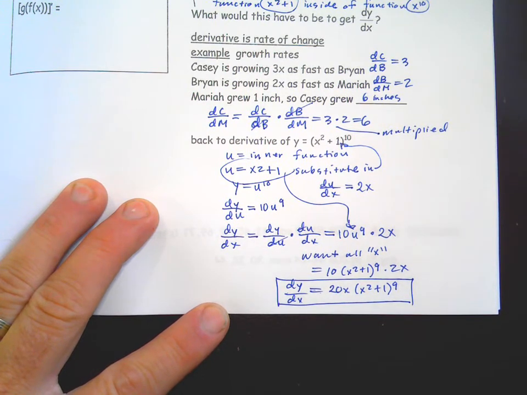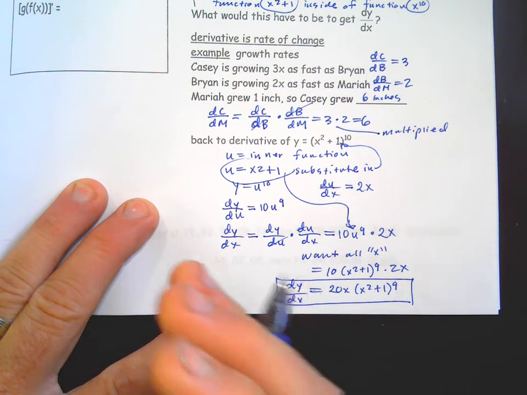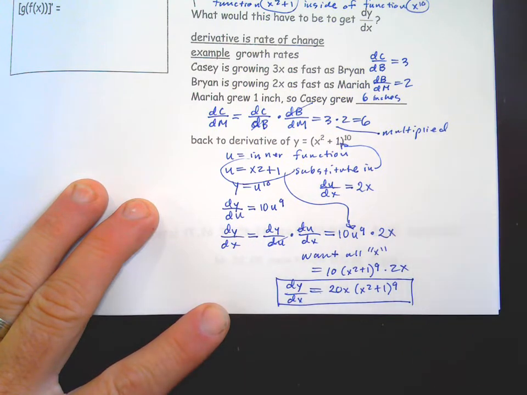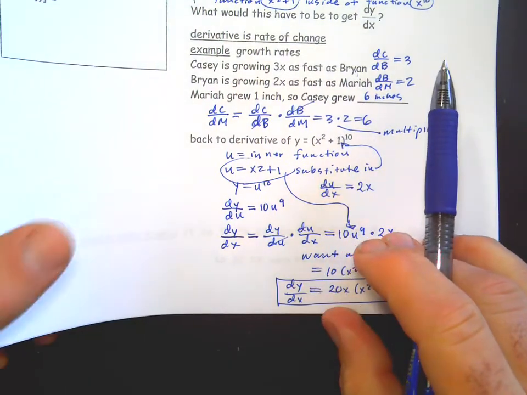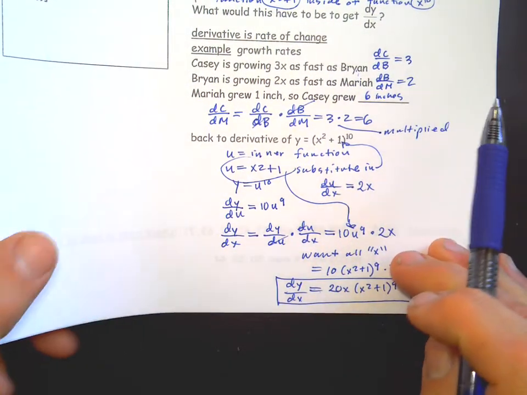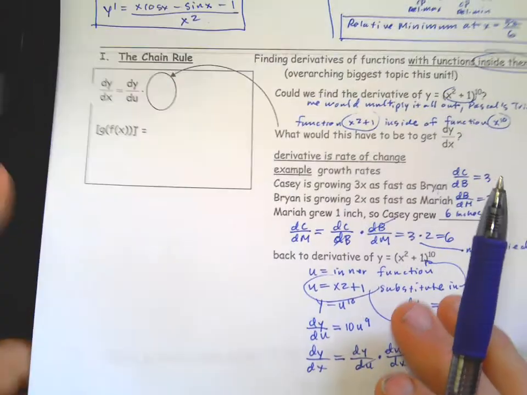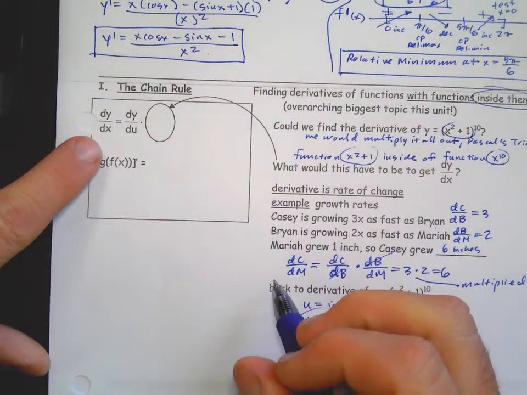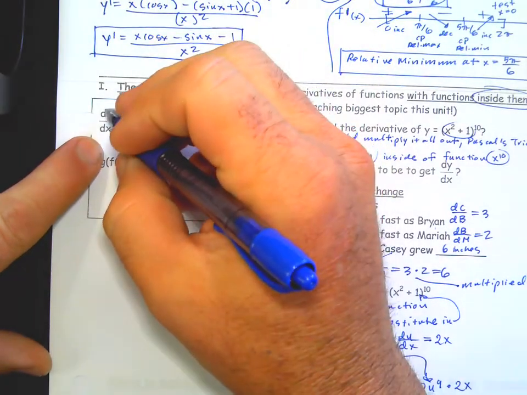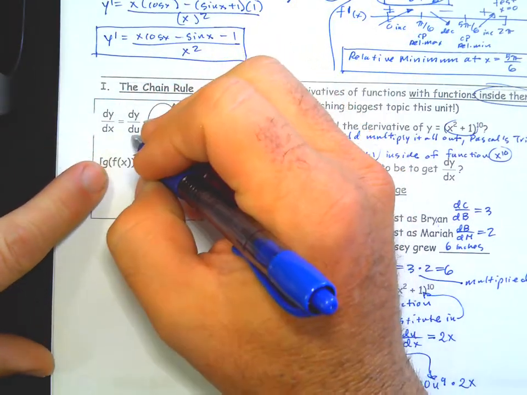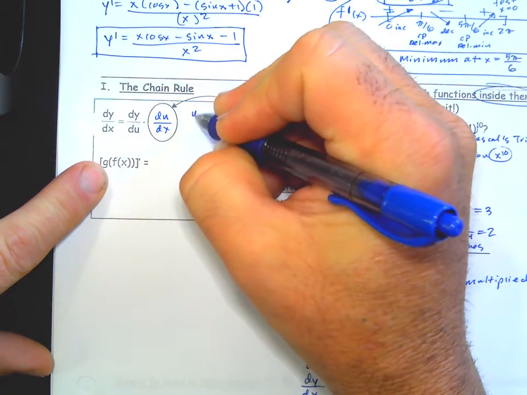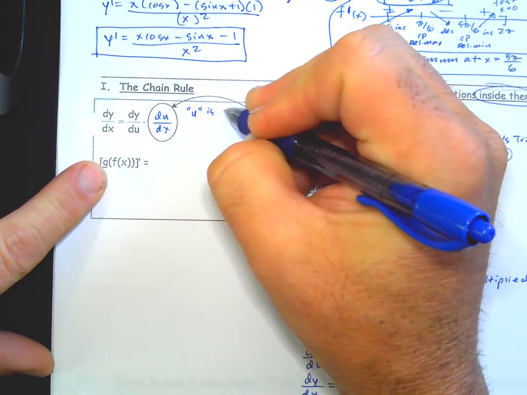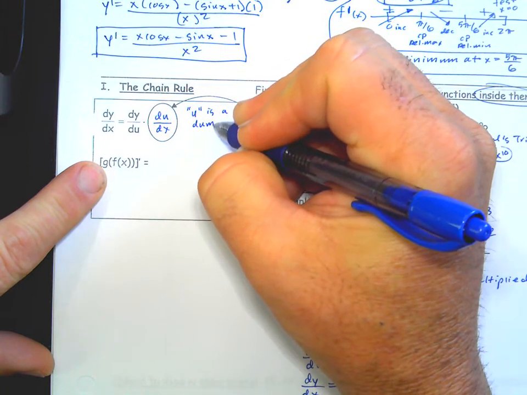Okay? So it's this idea that we're taking a rate of one thing and a rate of another thing that connects them to get the overall rate, kind of like we did up here. Now, that's a lot of work that we're not going to do every time. That's just trying to help you understand the idea. So up here, if you want to do dy/dx, it's going to be dy/du first, and then du/dx.